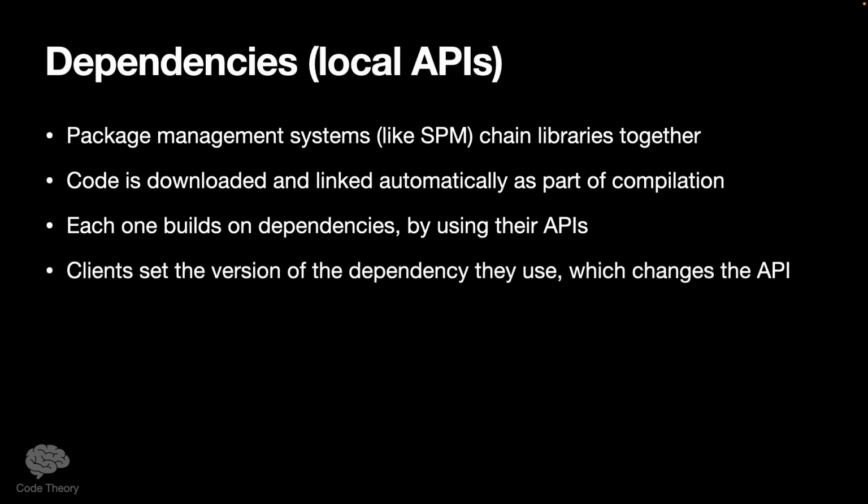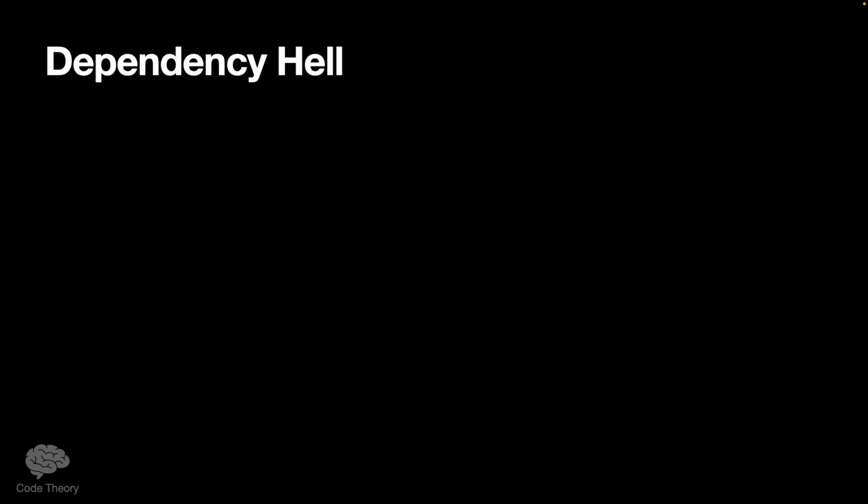So the other thing to note is that when clients are using local APIs, they set the version of the dependency that they use, which changes the API. Basically, we'll talk about versioning a little bit, but when you're using a different version of the same API, its interface might be slightly different, right? So the API might be different. There might be different types or different functions, or they were changed or something between different versions, right? So it's essentially a new API.